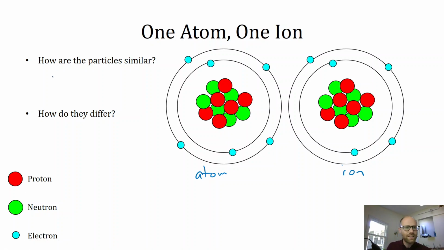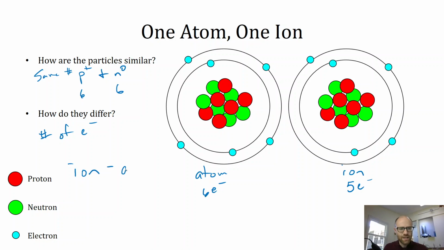And looking at these, I can see the same number of protons and neutrons for both, 6. And what's different is the number of electrons, where on the left we've got 6 electrons, and on the right we have 5 electrons. And remember that since we're calling this atom and ion, I guess we can get a bit of a definition from that. An ion is an atom that has fewer or more electrons.